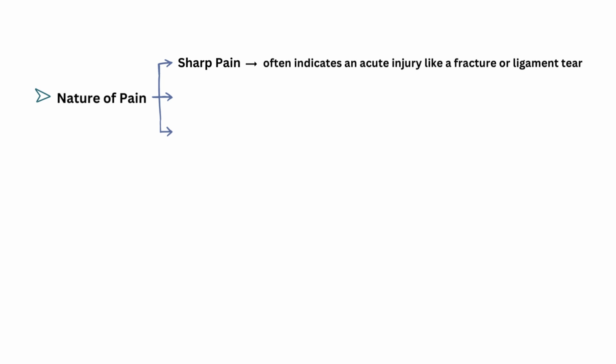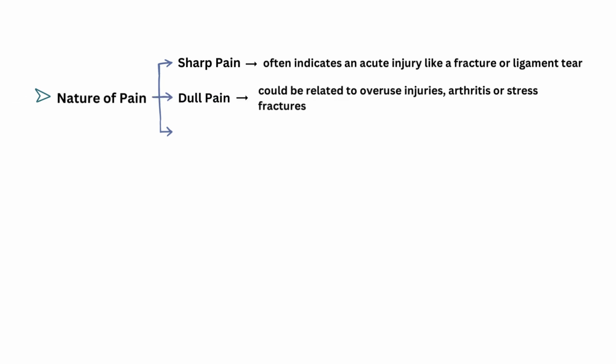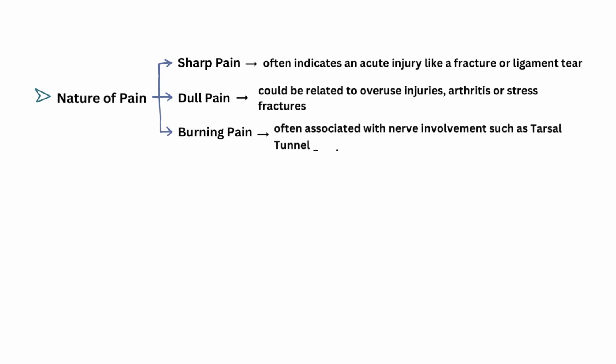The nature of pain is mainly classified into three types. Sharp pain often indicates an acute injury like a fracture or ligament tear. Dull pain could be related to overuse injuries, arthritis, or stress fracture. Burning pain is often associated with nerve involvement such as tarsal tunnel syndrome.